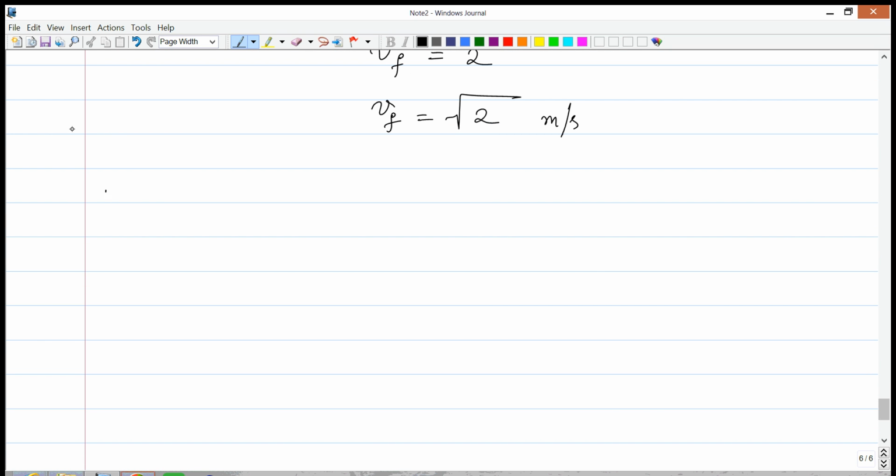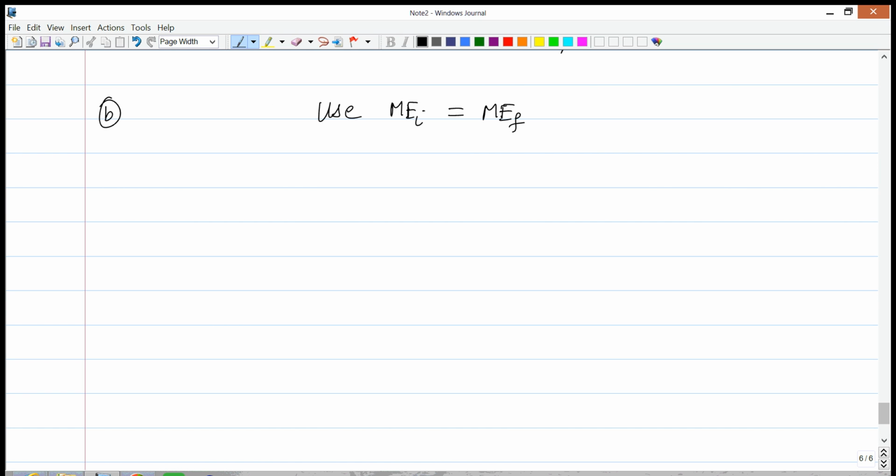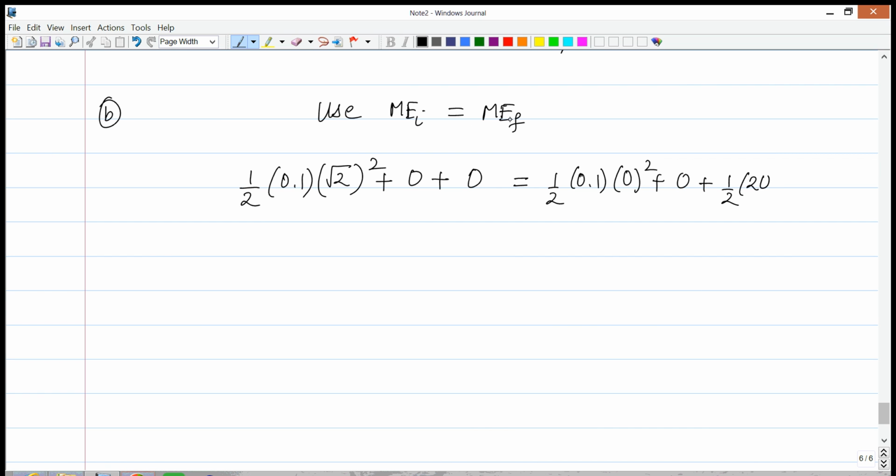In part 2 of the problem, part B, we're going to once again use MEi equals MEf and figure out the spring compression. Now, in this case, the block is moving in the beginning and the spring is uncompressed. So we have 1/2 times 0.1 times square root 2 squared, because that's the speed with which the block is moving, plus 0 for potential for the block, plus 0 for potential for the spring. Now, when the spring is completely compressed, at its maximum compression, the block is no longer moving. So it has no speed. Once again, no potential. And now all the energy has gone into the spring. So it is 1/2 times 20 times x squared that we're going to find out.